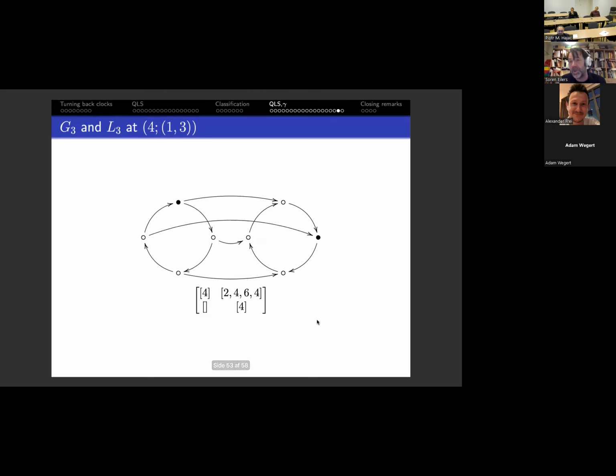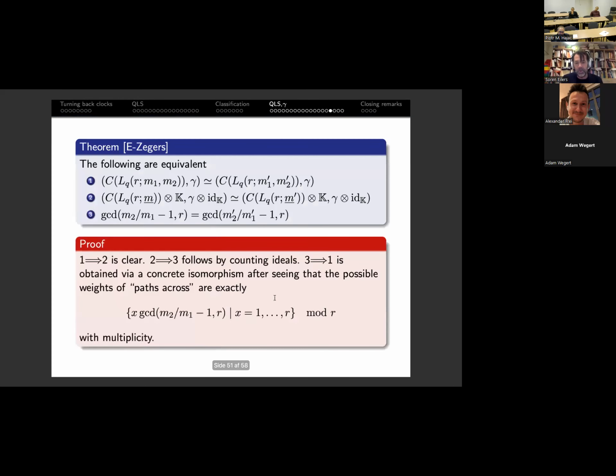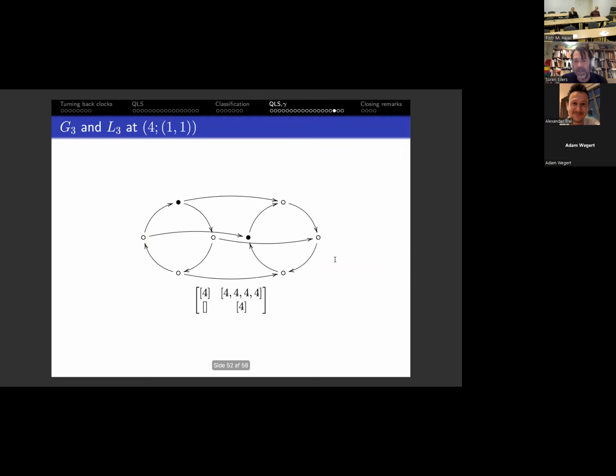So these are some numbers that can vary, right? I have 2, 4, 6, 4 here, and I have 4, 4, 4, 4 here. So to prove that 3 implies 1, we prove that actually the weights that you see are exactly the multiples of this GCD number. And let me show you how this works in an example, right? But we agreed, am I correct in thinking that weights are strictly related to lengths of these possible paths? Yes. But I reduce them mod R.